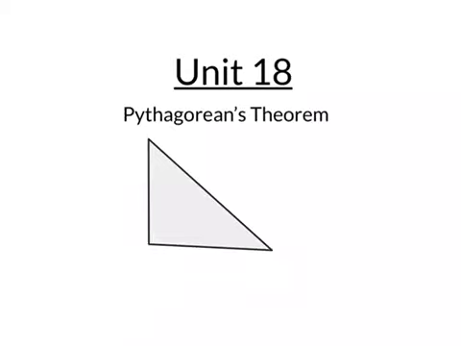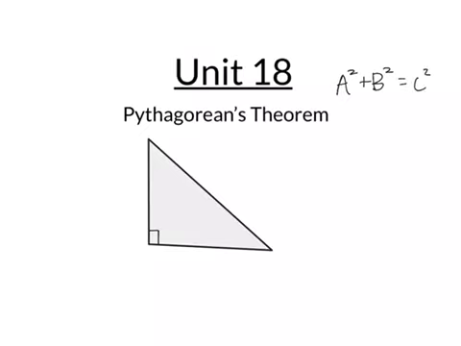Okay, Unit 18. The first thing we need to do is review Pythagorean's theorem. So remember, Pythagorean's theorem is used when you have right triangles. That means you have a 90-degree angle. It also is used when you have two sides known. So, Pythagorean's theorem: a squared plus b squared equals c squared.